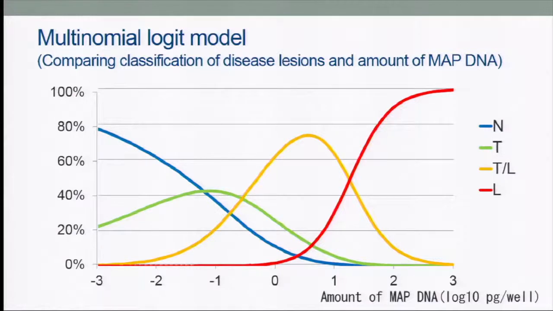In previous studies, we have shown that a multinomial logit model can predict the histopathological classification type by measuring the amount of MAP DNA. Histopathological classification and amount of MAP DNA are related to each other. This graph shows that as the shedding level gets higher, histopathological type also progresses in the order of N, T, TL, then L types.